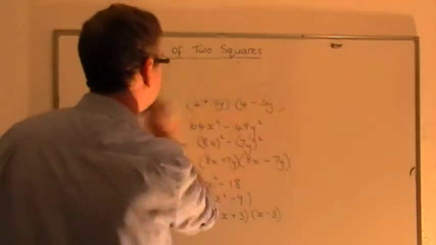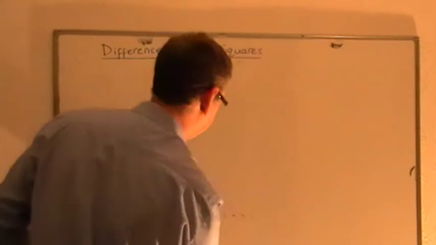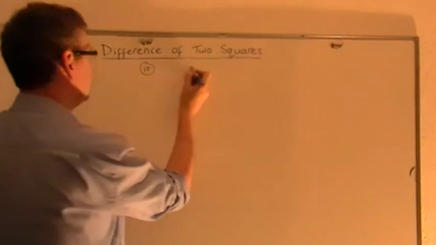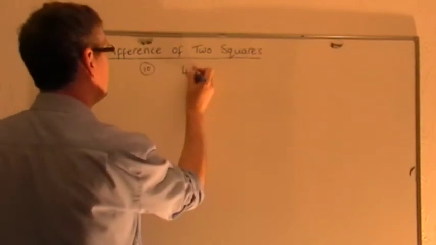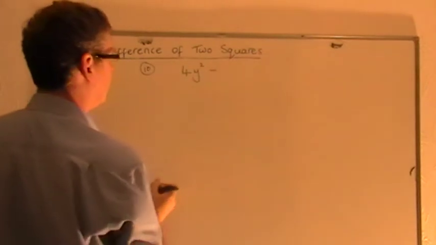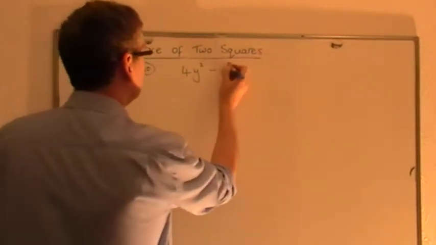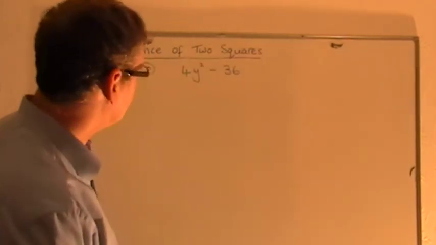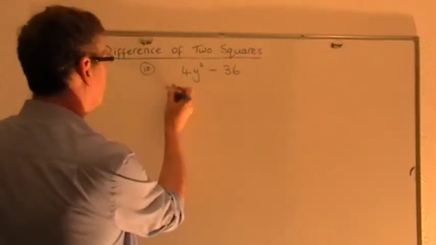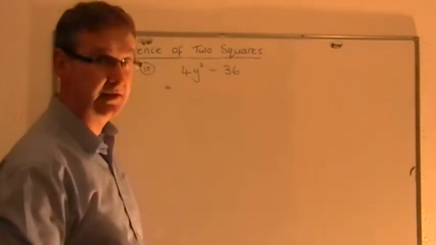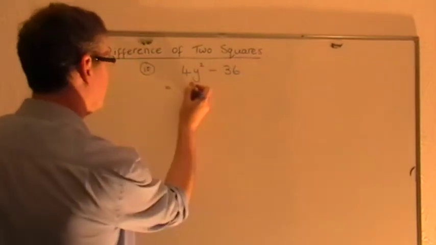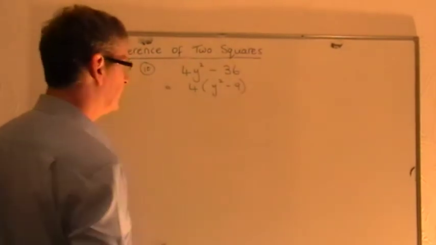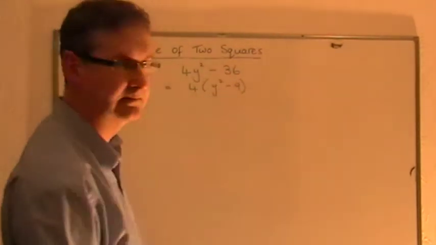Okay, let's do a couple more, and basically that will be it then. So if I did number 10, if you had something like 4y squared minus, let's say 36, something like that, you're going to factorise that. Well, ask yourself, has it got a common factor? Yes, it has. 4 goes into both. So you take out the 4 as a common factor, and you're left with y squared minus 9 inside a bracket. That times that is that, that times that is that.